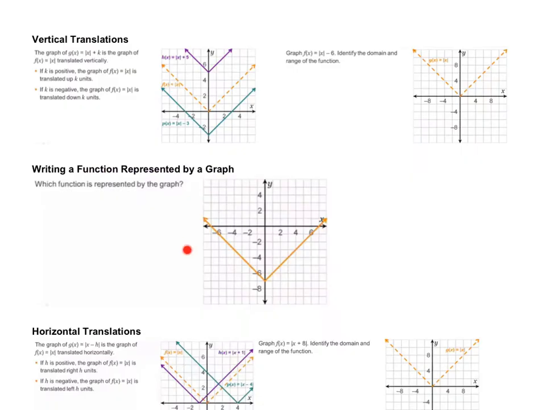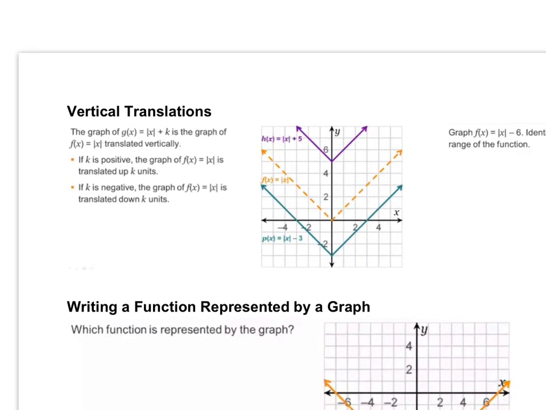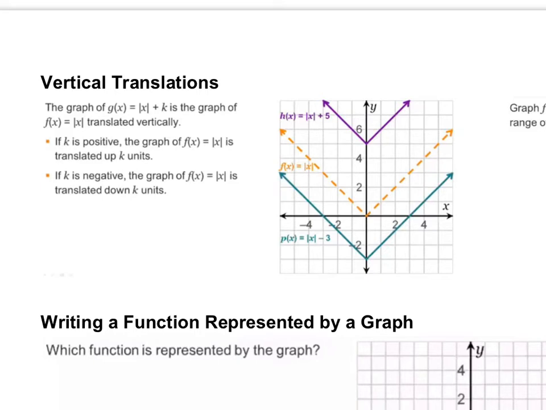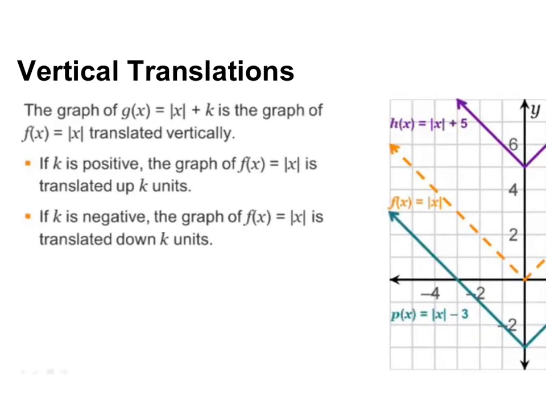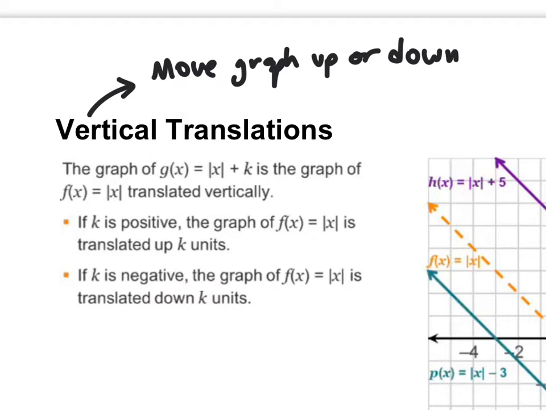So let's quickly talk about vertical translations. Vertical translation means that if you have some function g of x equal to the absolute value of x plus k, then the graph is going to be translated vertically. When I say vertical translations, that means we move the graph up or down.